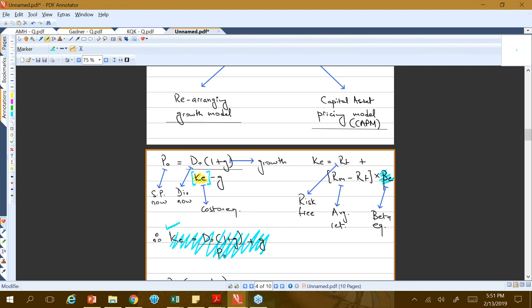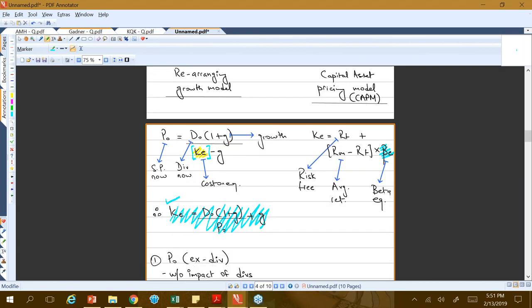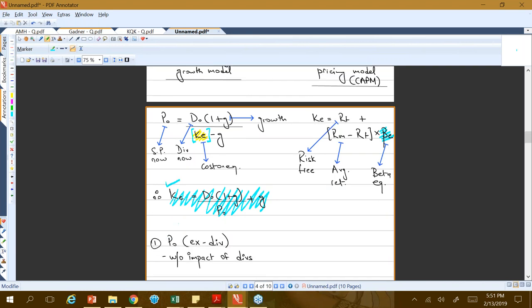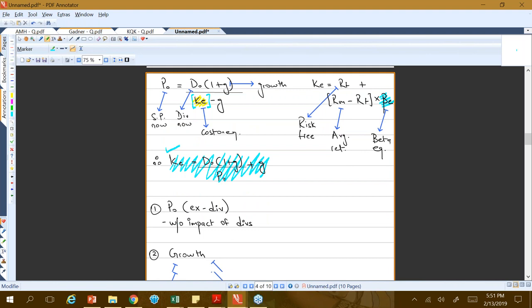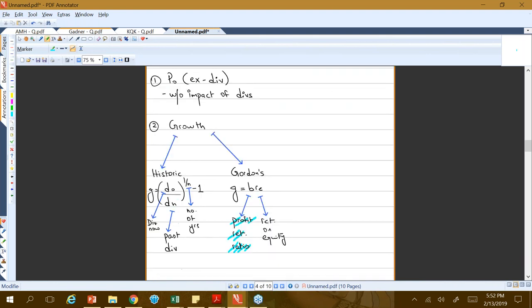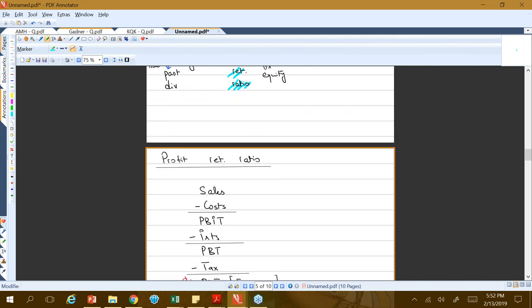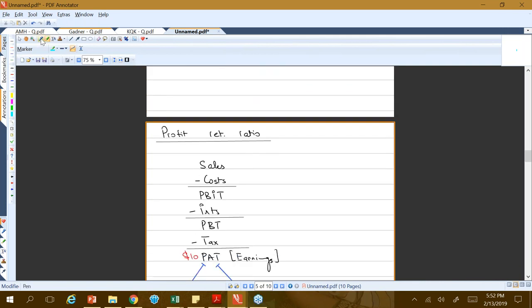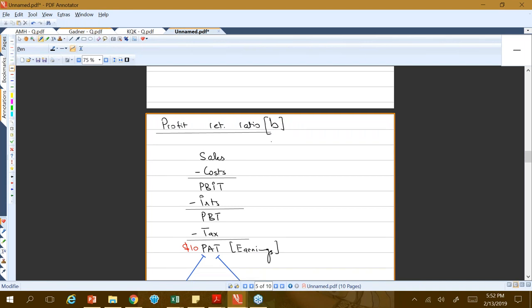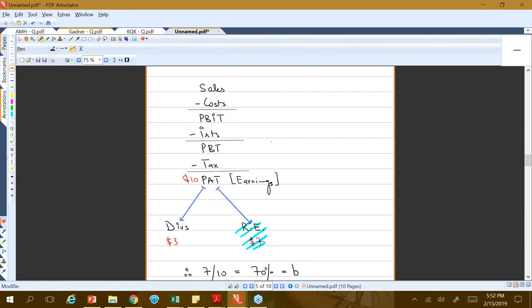There are two issues here. One is that you could be expected to use the ex-div share price, which is without the impact of dividends. And you should know how to work out growth. There are two ways to work out growth: historic and Gordon's model. With Gordon's model, the problem area sometimes for students is the concept of B, which is the profit retention ratio. Again, I showed you how to work that ratio out.